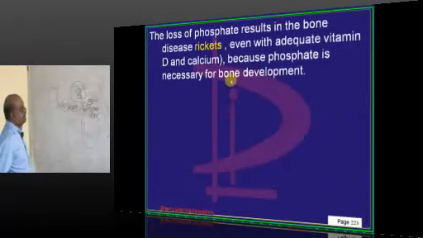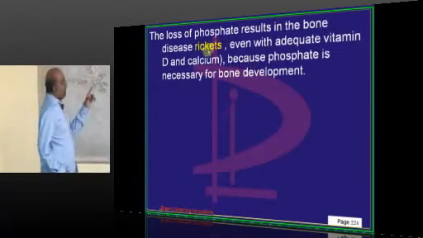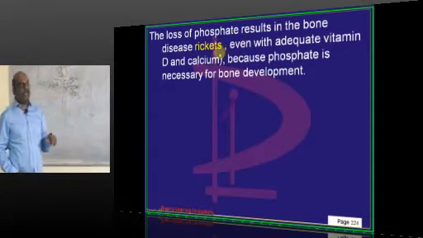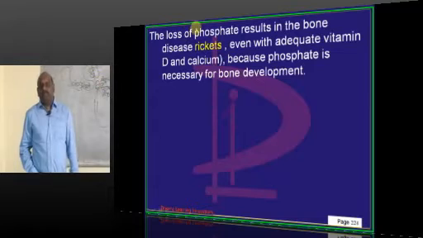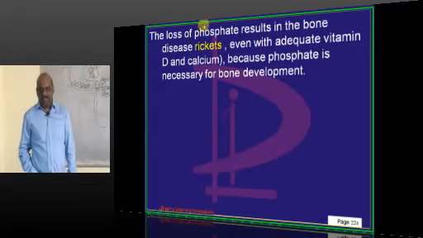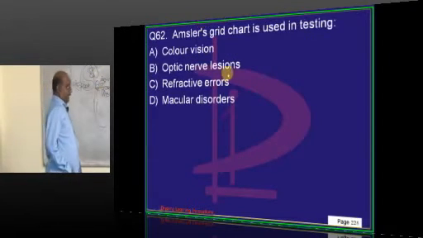Assertion is true but reason is false. So in spite of normal vitamin D and normal calcium, because of the low phosphate and loss of phosphate into urine, there is a development of rickets in the case of Fanconi, is what you need to remember.